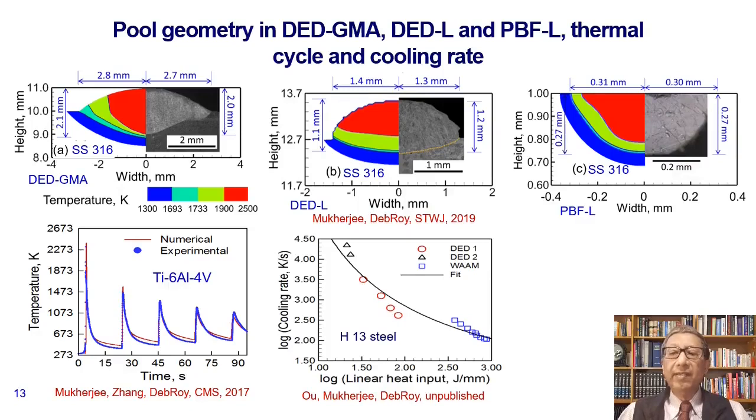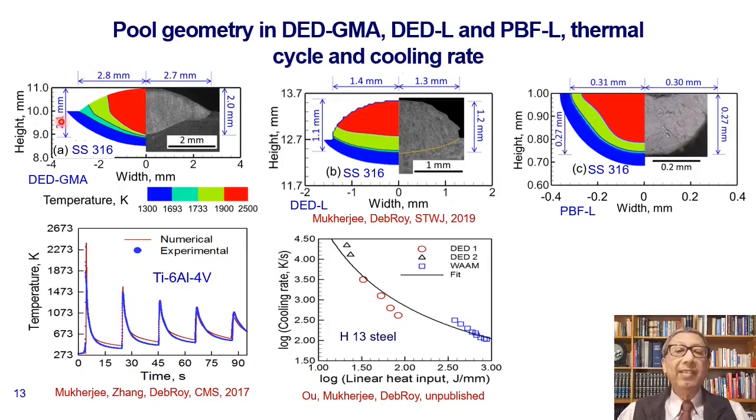Model predictions must be verified. So here we do just that. For stainless steel 316, we look at the cross sections for PBF-L, DED-L, and wire arc DED. And I must warn you that the scales are different for these three. This is only 0.31, 1/3 of a millimeter. Here it is about 1.4 millimeter for about the same length, and here this is 2.8.